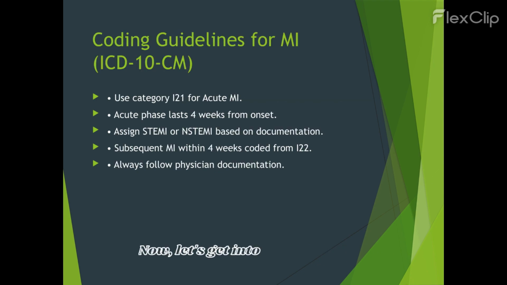Now, let's get into the core coding guidelines. In ICD-10-CM, we use category I21 for an acute MI. It is important to note that the acute phase in coding terms lasts for 4 weeks from the onset. You must assign the specific code for STEMI or NSTEMI based exactly on what the physician documents. If the patient has another MI within that same 4-week window, we shift our coding to category I22. Remember, as coders, we always follow the physician's specific documentation.